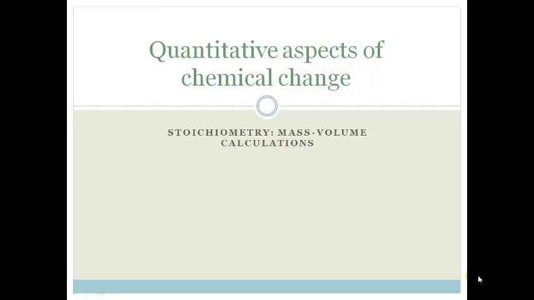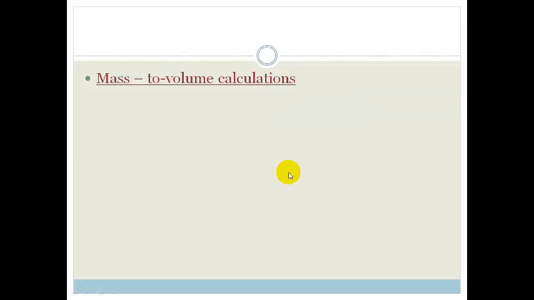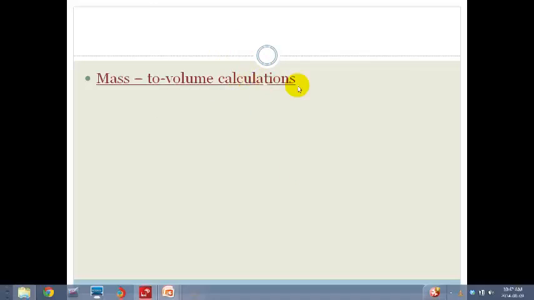Good day, grade 10s. In this lesson, we're going to learn about mass volume calculations. Before we start the video, I must remind you that a liter is the same as a decimeter cubed. While we use decimeter cubed in our calculations, they use liters, but it means exactly the same thing. Right, let's see how they do it.